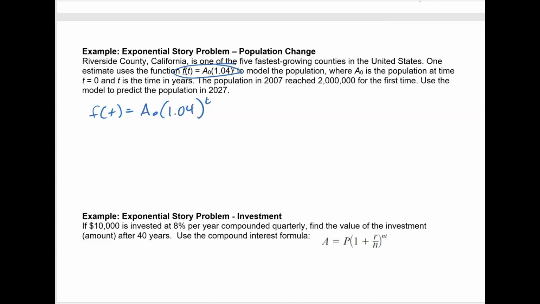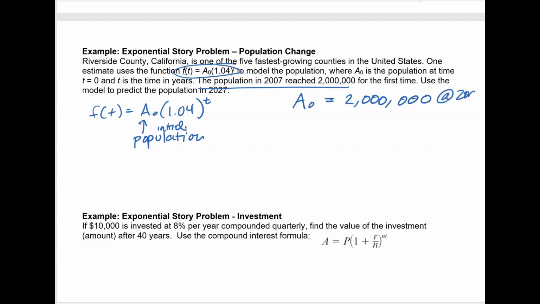And notice you've got this a sub 0 here. It's the population at time 0, which just basically means initial population, like when we're starting this investigation. So the problem says the population in 2007 reached 2 million for the first time. So let's let that be our initial population. So we'll say 2 million is our initial population, and that's starting at 2007. So that's where we're starting this function.